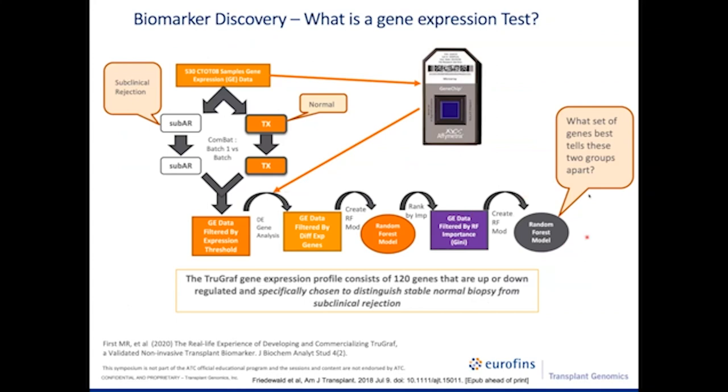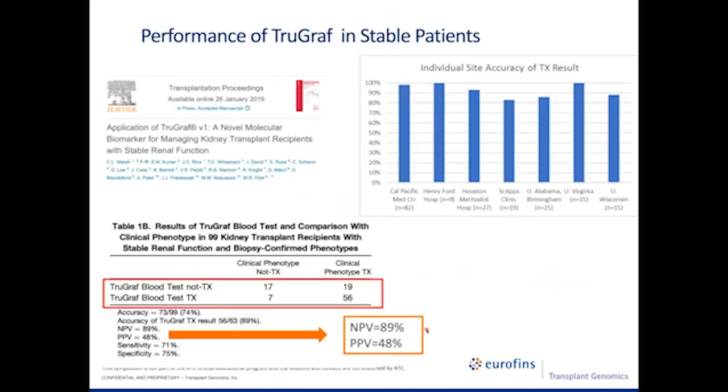And what that does is it asks the question, what are the set of genes that best tell these two groups apart? For a very specific reason. And what we found, the TruGraf gene expression profile consists of 120 genes that are either up or down regulated and specifically chosen to distinguish stable normal biopsies from those with subclinical rejection. So again, this is a test designed for a specific disease, and it's very good at detecting and differentiating those two diseases. How does this test perform?